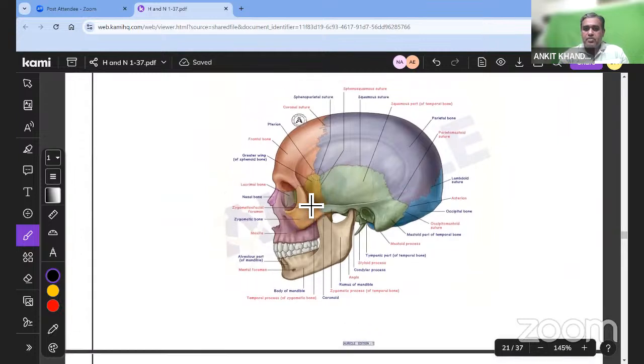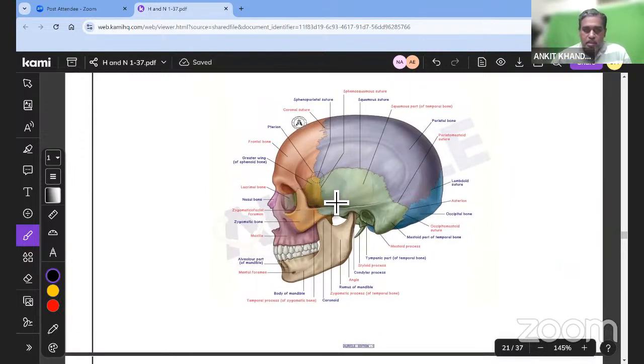Norma lateralis again can be tricky at times. The easier ones you can easily identify: frontal is this, parietal is this, occipital is this. The green color is temporal. How to identify it? You can see this mastoid, you can see this external acoustic meatus where you have the ear. That is what makes this a temporal bone.